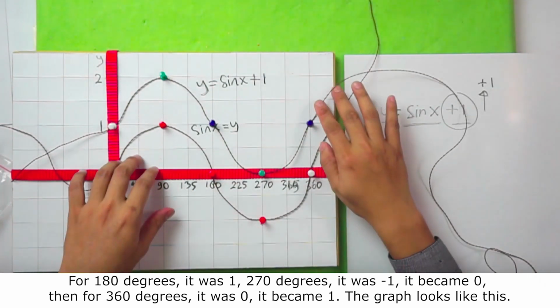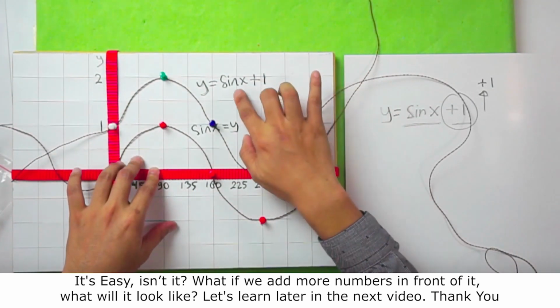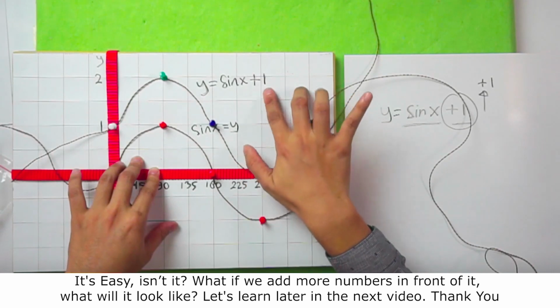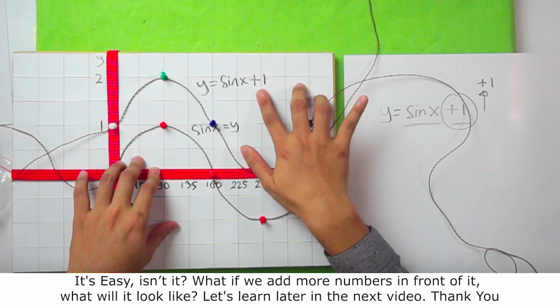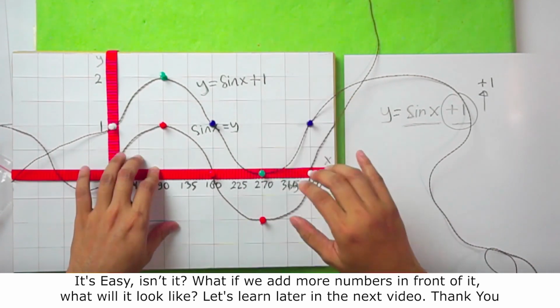This is for the shift. It's easy, isn't it? What if we add more numbers in front of it? What will it look like? Let's learn later in the next video.